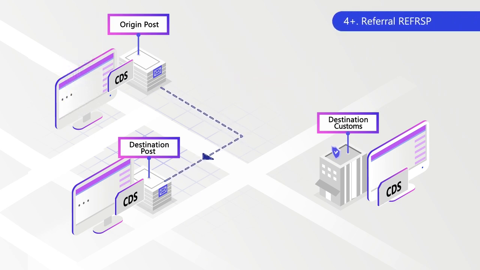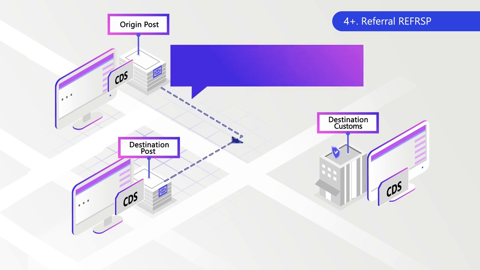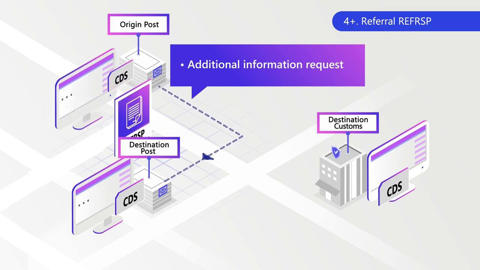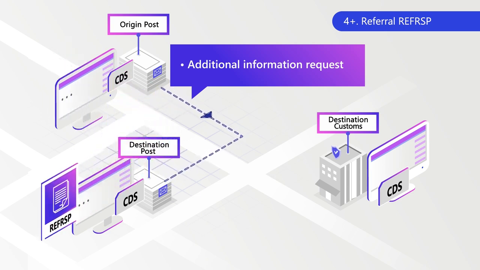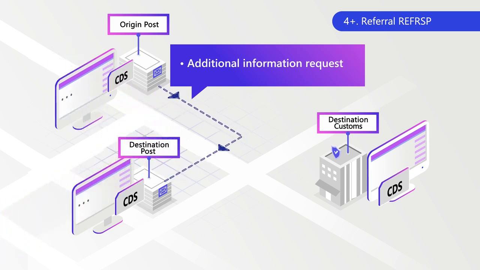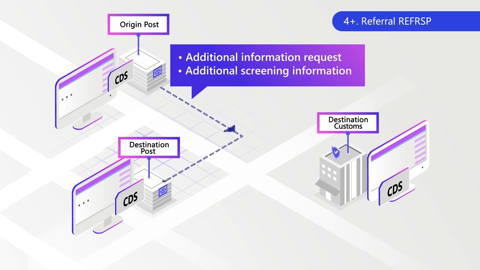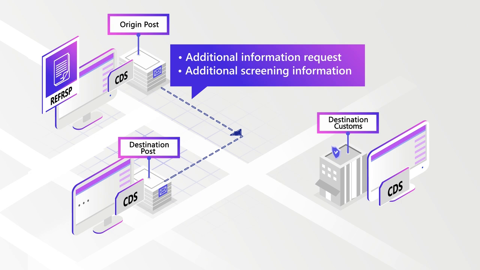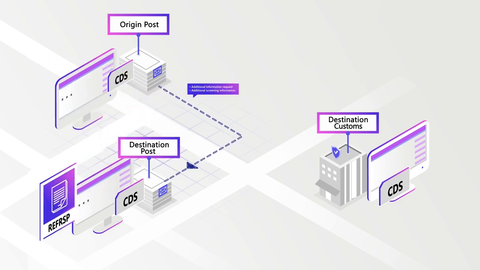Next, the response of the origin post is sent to the destination post. If the origin post requested additional information, CDS converts the information requested into a REFRSP message and transmits it to the destination post, or if the origin post requested an additional screening, the confirmation that additional screening has been done is converted into a REFRSP and sent to the destination post.